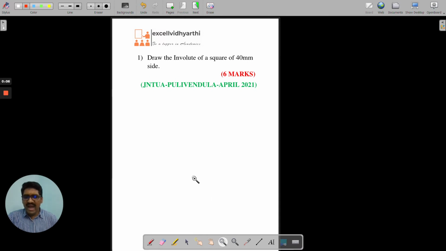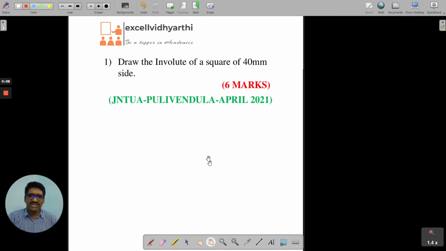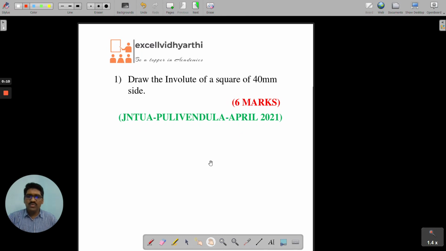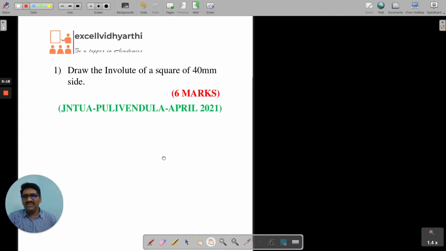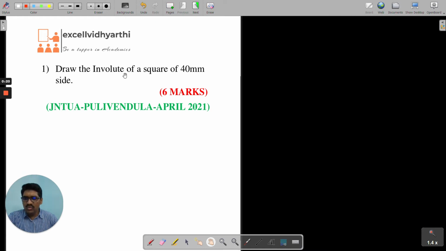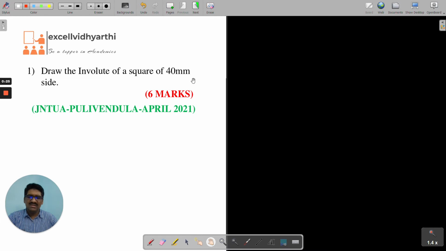Today I am going to discuss a question on involute which is given for 6 marks for JNTU Anantapur students. We have to go for the construction of an involute of a square of 40 mm side. You know very well, square means all sides will be equal.